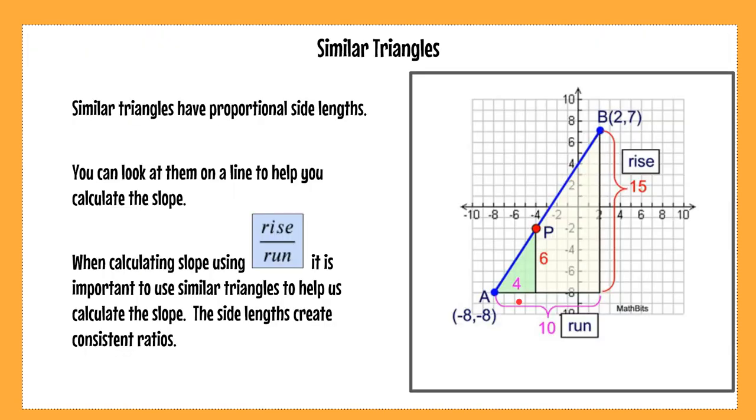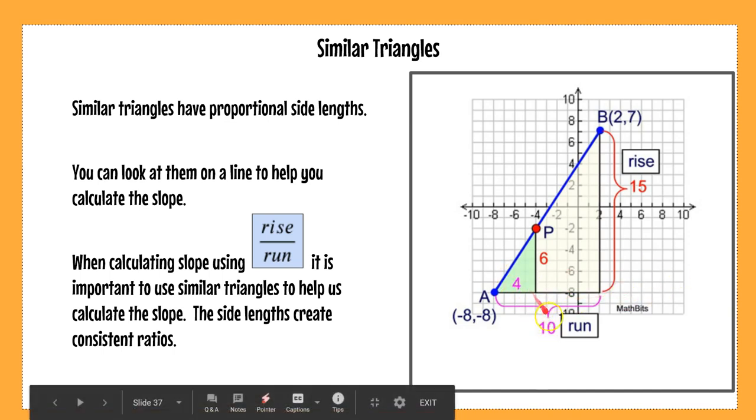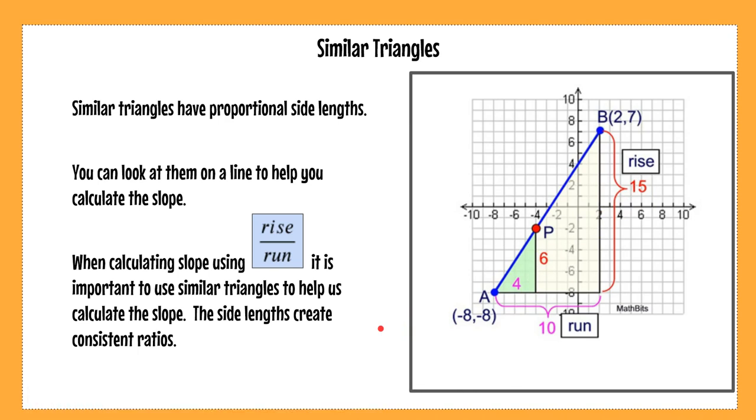All right, so similar triangles relate to the rise over the run as well. Similar triangles have proportional side lengths. If you look here, this 4 and this 10, and then this 6 and this 15, we're going to look at proportional side lengths. When you look at them on a line, it helps you to calculate the slope.